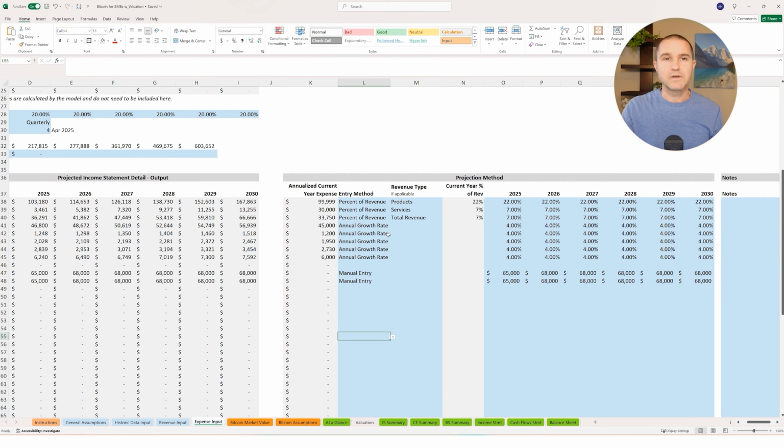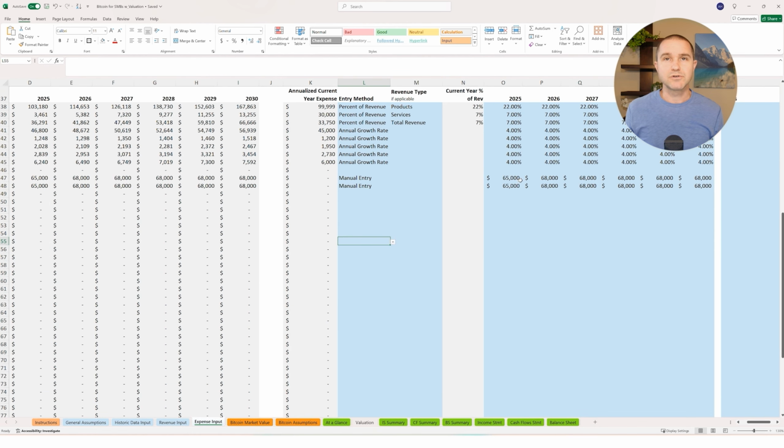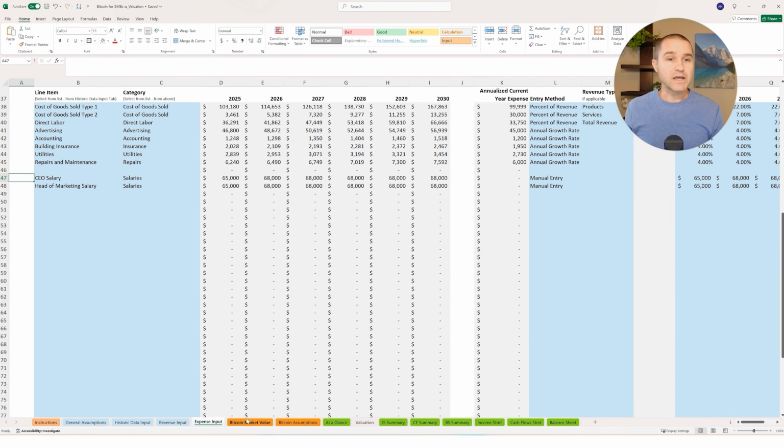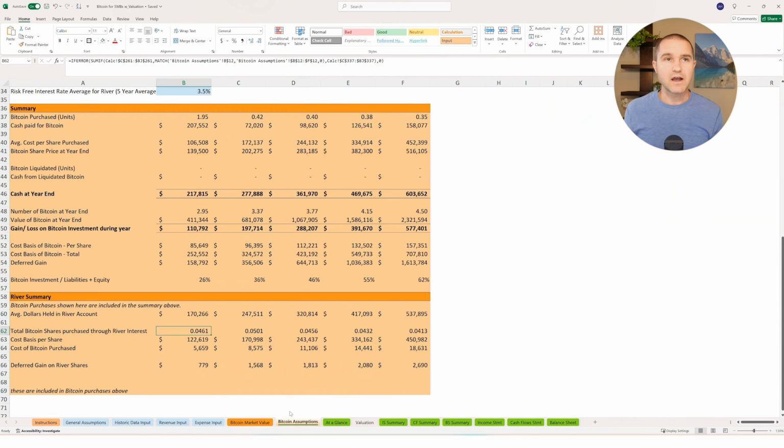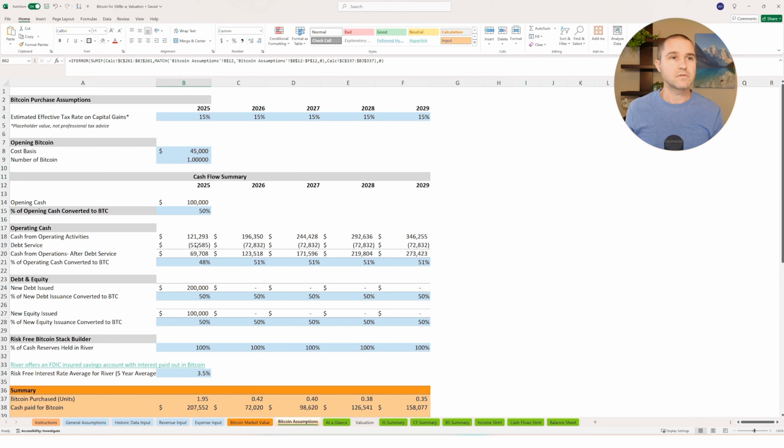And then lastly, we can enter a manual entry expense where we could just put in a dollar amount for a particular line item or expense. Okay, so that is really it. Based on those revenue and expense assumptions that you put in, that's going to be what drives your projected cash flow. So your cash from operating activities, and then ultimately, what you're going to be able to purchase with your free cash flow and convert to Bitcoin.